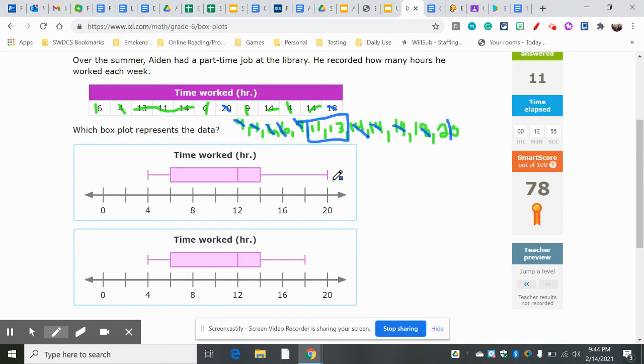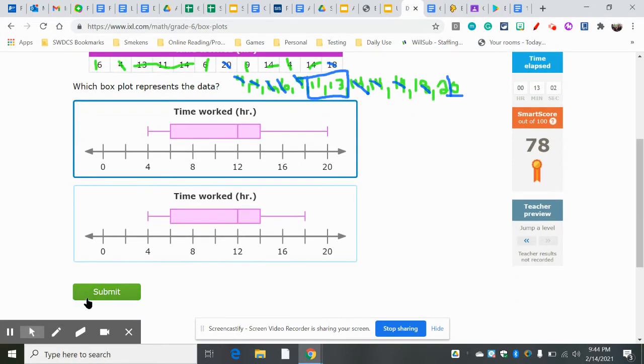It's all right. What is my highest number? This one says 20. This one says 18. 20 is my highest, so I know that this number is going to be my correct answer.